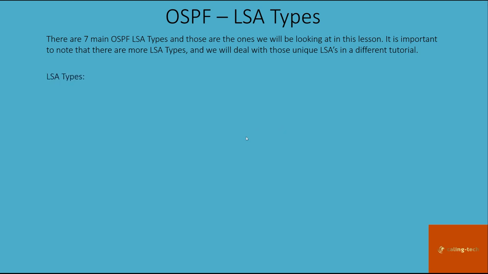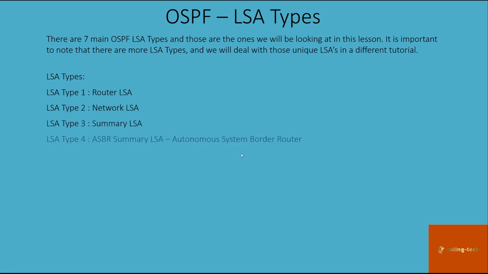So what are the seven LSA types that we're going to look at? Well, we've got type 1, which is a router LSA. We've got type 2, which is a network LSA. We've got type 3, which is a summary LSA. We've got type 4, which is an ASBR summary LSA. And the ASBR is an acronym for Autonomous System Border Router.